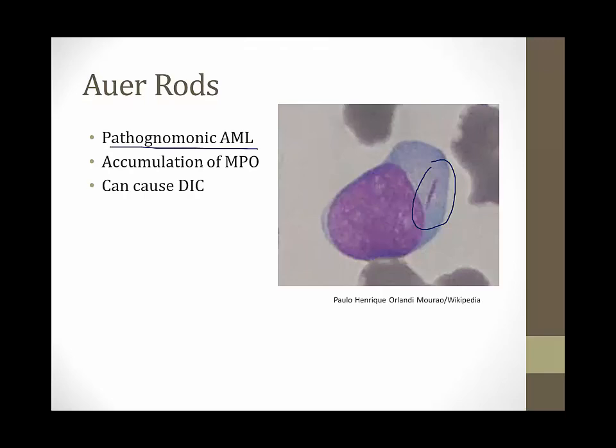The Auer rods are an accumulation of the enzyme myeloperoxidase, which is found in myeloblasts. And as we'll talk about in a few slides, if myeloperoxidase from the Auer rod spills into the plasma, it can potentially cause DIC.